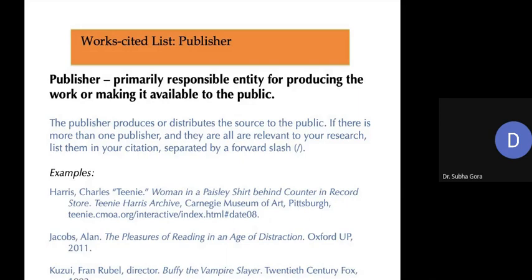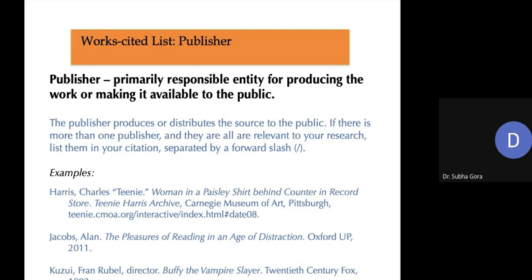Two, how do you list the publisher? Because the publisher is primarily responsible for producing the work or making it available to all of us, right? Except for a few sources like periodicals, works published by their author or editor, or a website whose title is the same as its publisher's name, or a website that makes works available but does not actually publish them. For example, YouTube, WordPress. They make works available, but they don't actually publish them. So in such cases, you need not mention the publisher's name.